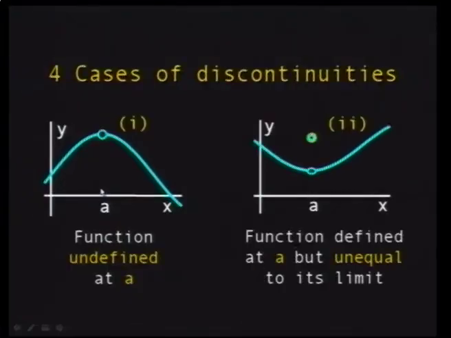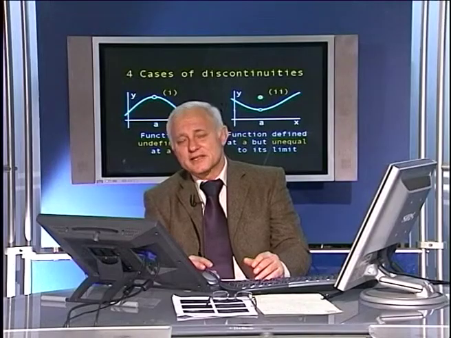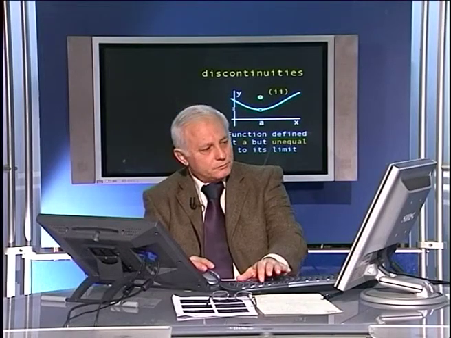Now, the second type of discontinuity is when the function is defined, like here, it has a value at the point A, yet it approaches another value. In other words, this value is not equal to its limit, because the limit of the function is equal to a value somewhere here. Now this is the second type of discontinuity.